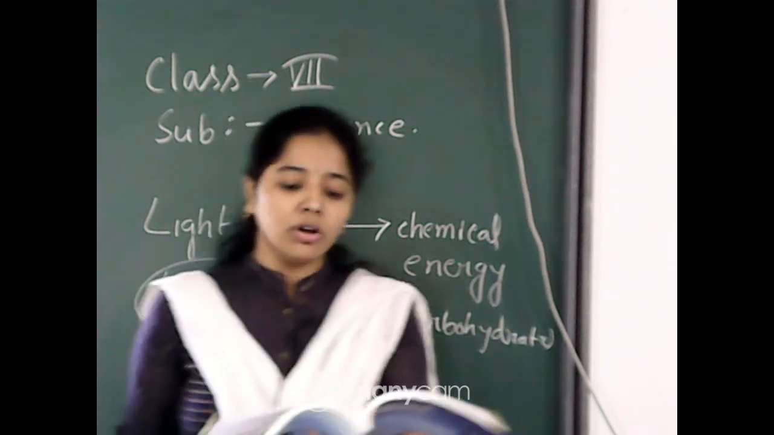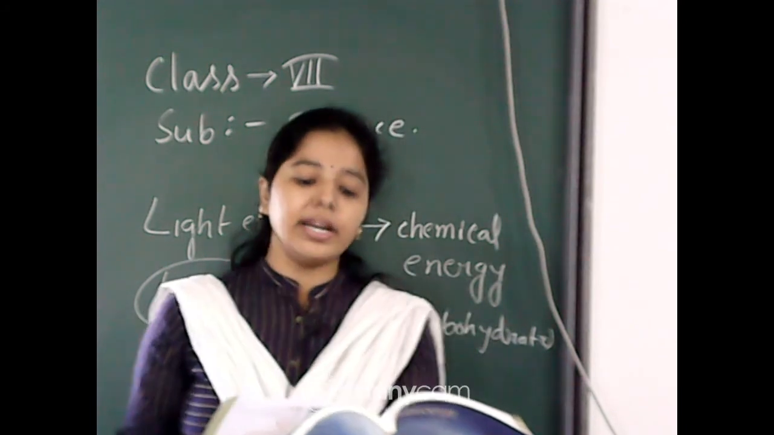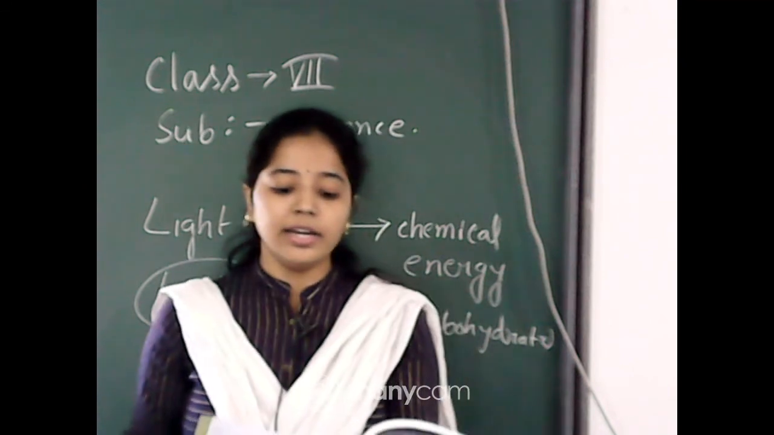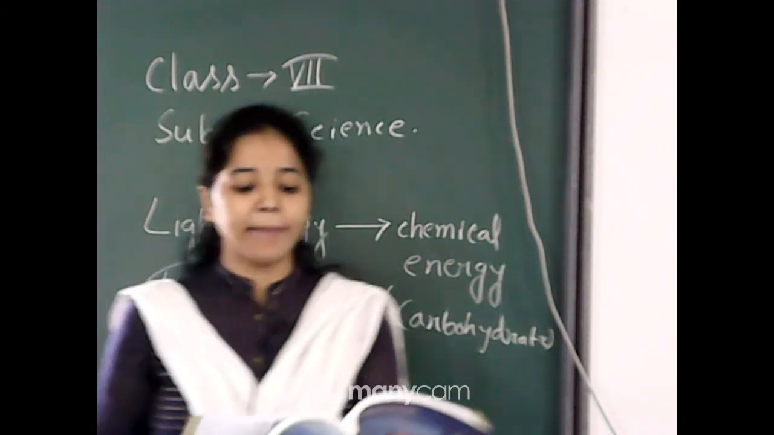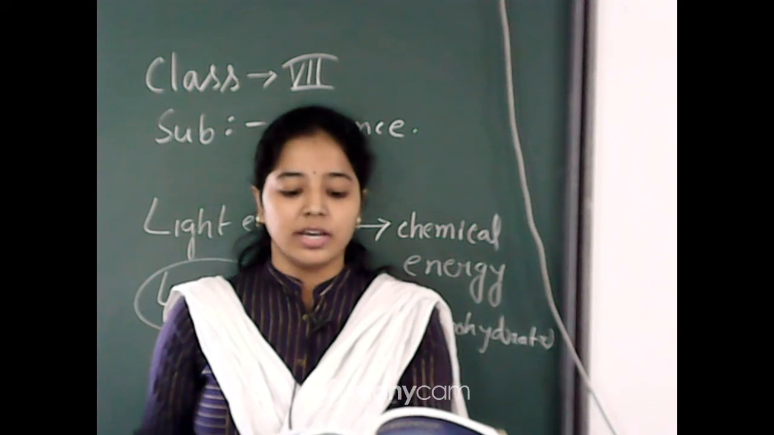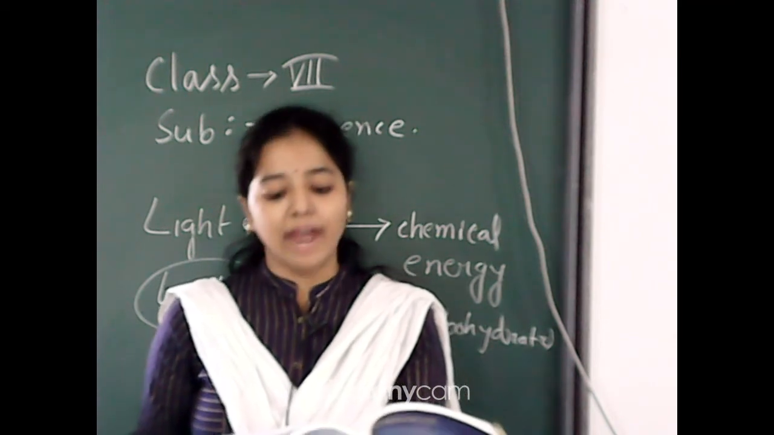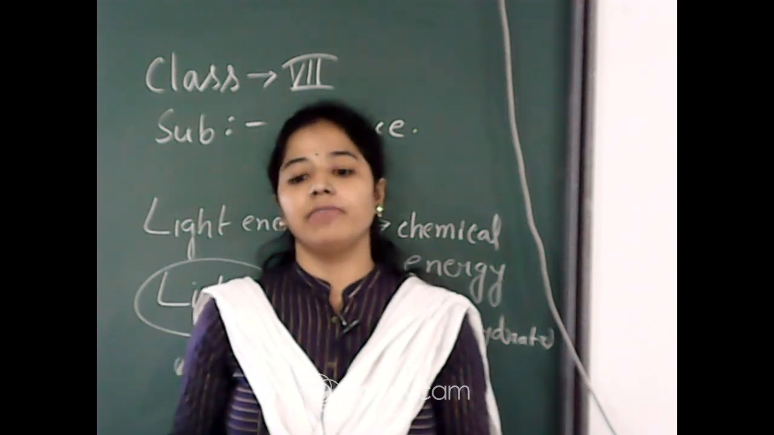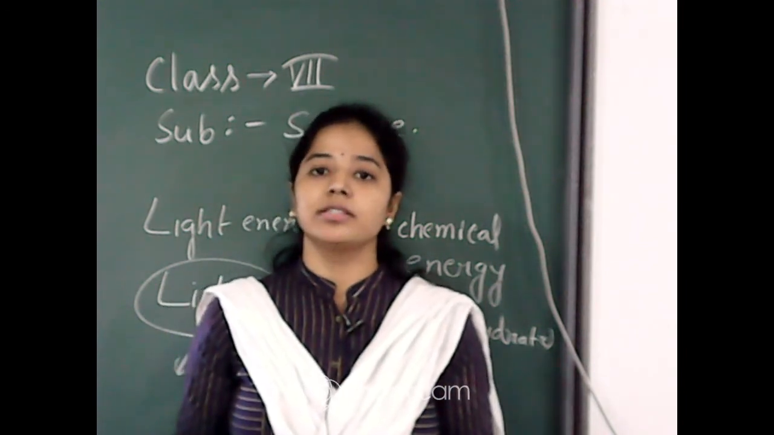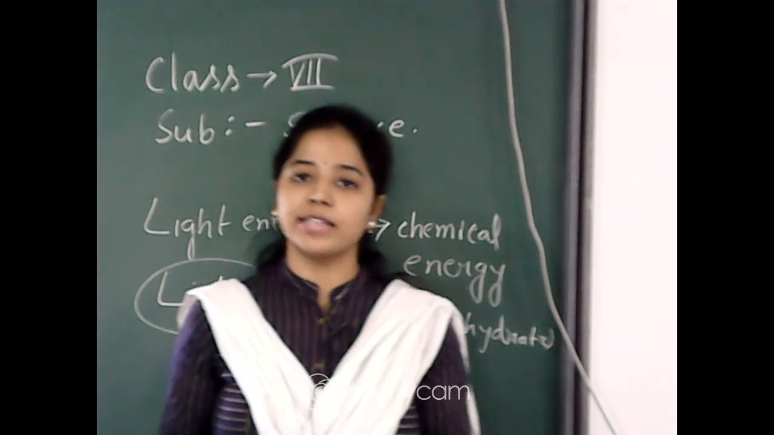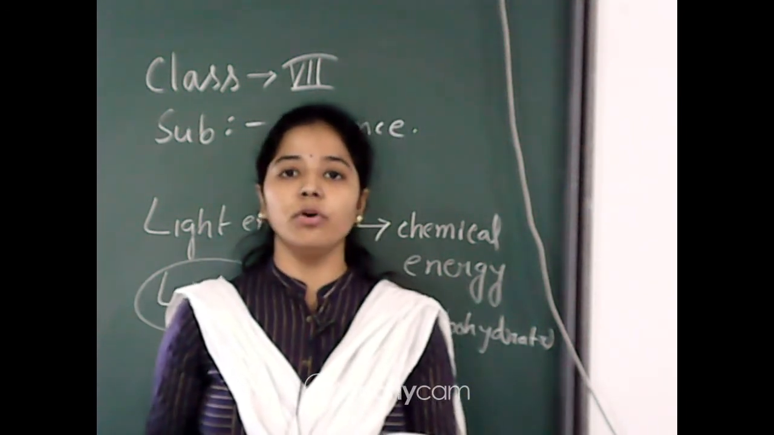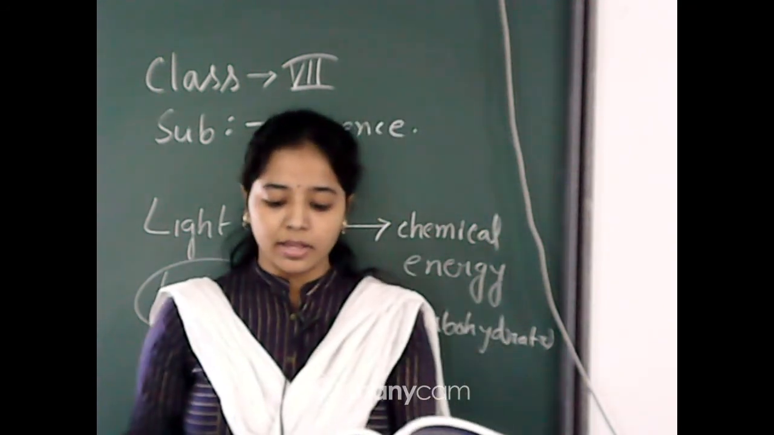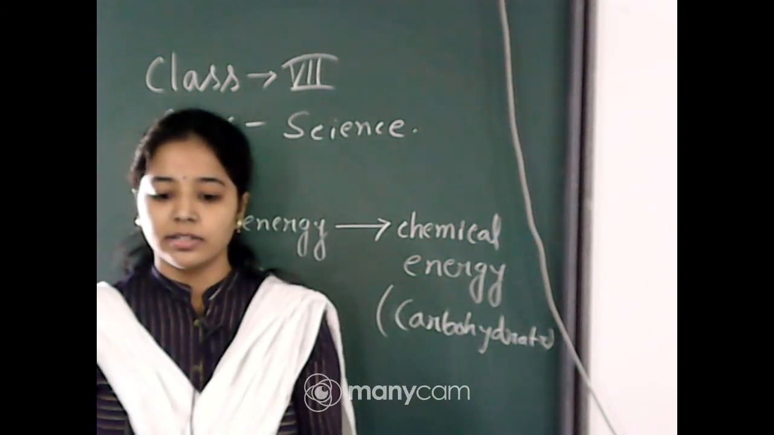The breathing rate of an adult human being is 15 to 18 times in a minute, and during heavy exercise the breathing rate increases up to 25 times per minute. So in normal condition the breathing rate is 15 to 18 times per minute, and during heavy exercise it becomes more, up to 25 times per minute. These are the main points.